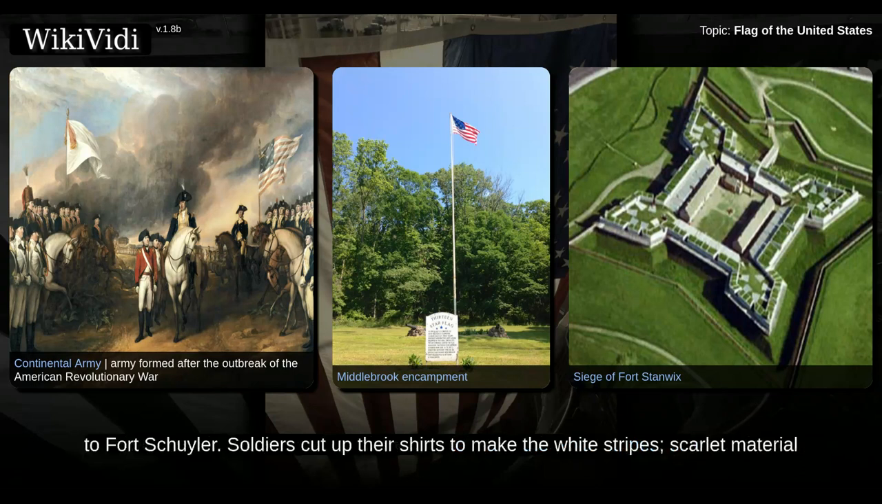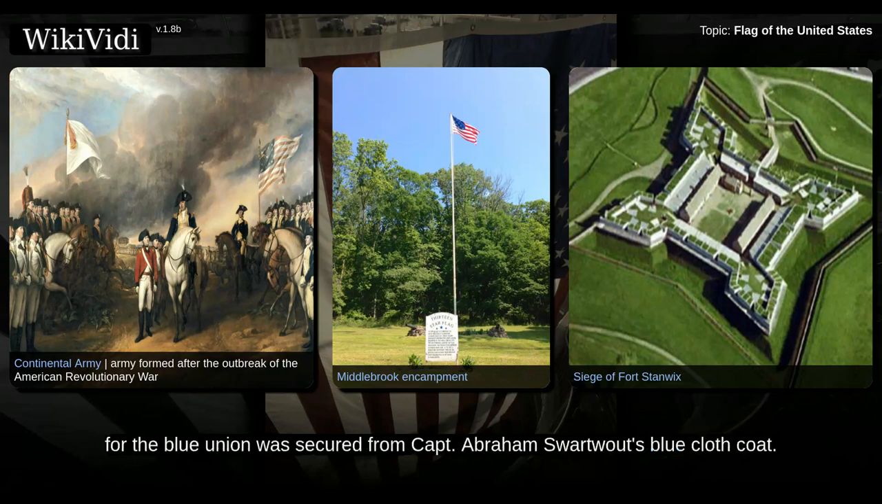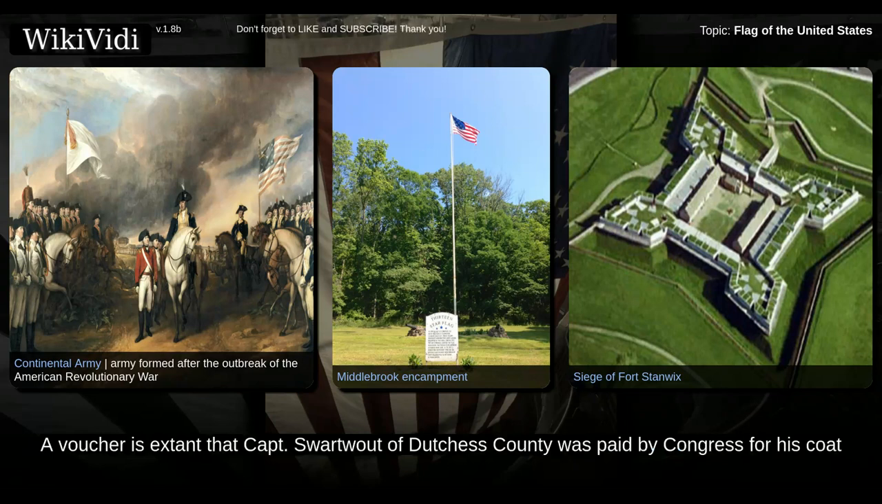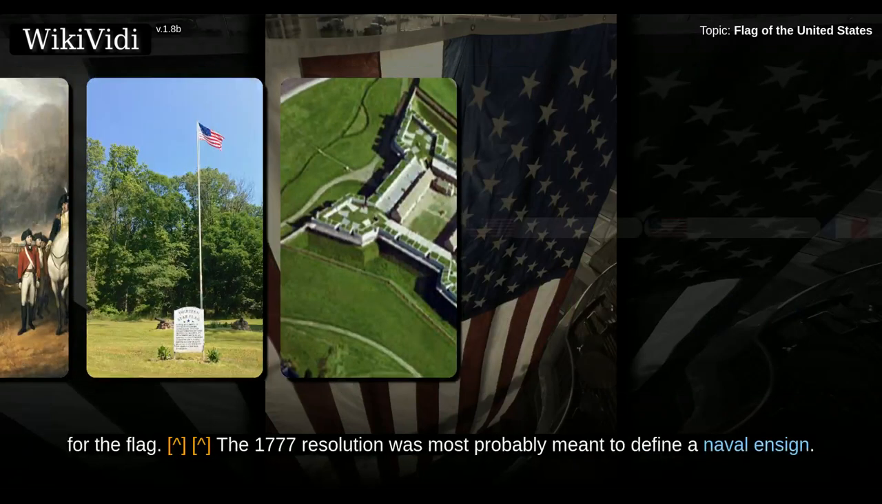Soldiers cut up their shirts to make the white stripes, scarlet material to form the red was secured from red flannel petticoats of officers' wives, while material for the blue union was secured from Captain Abraham Swartout's blue cloth coat. A voucher is extant that Captain Swartout of Dutchess County was paid by Congress for his coat for the flag.